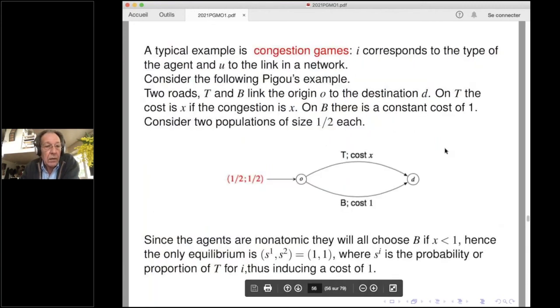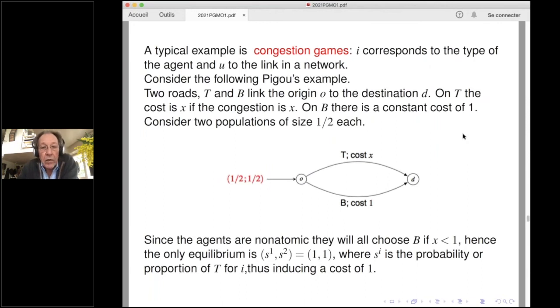So you see that a typical example of this will be a congestion game. I corresponds to the type of the agent and U to the link in the network. Okay. So just to compare this population game to a strategy game, let us look at the Pigou example. You have two roads, top and bottom, that link the origin O to the destination D.